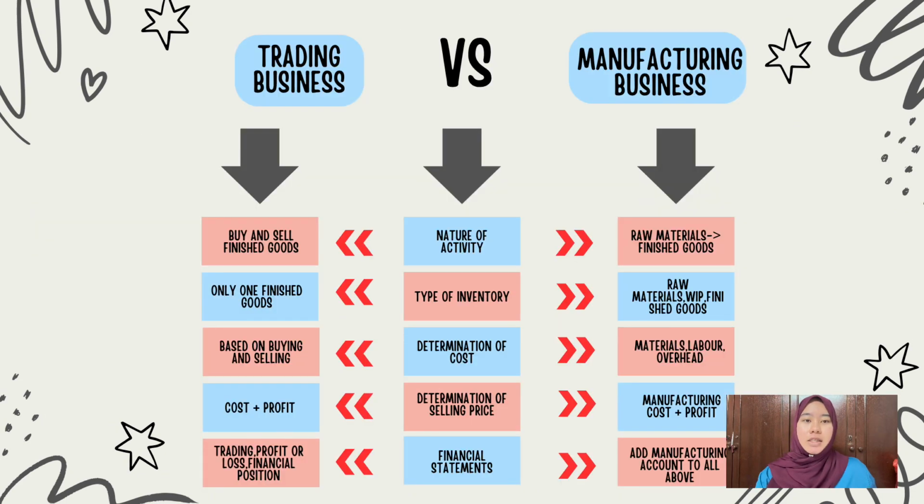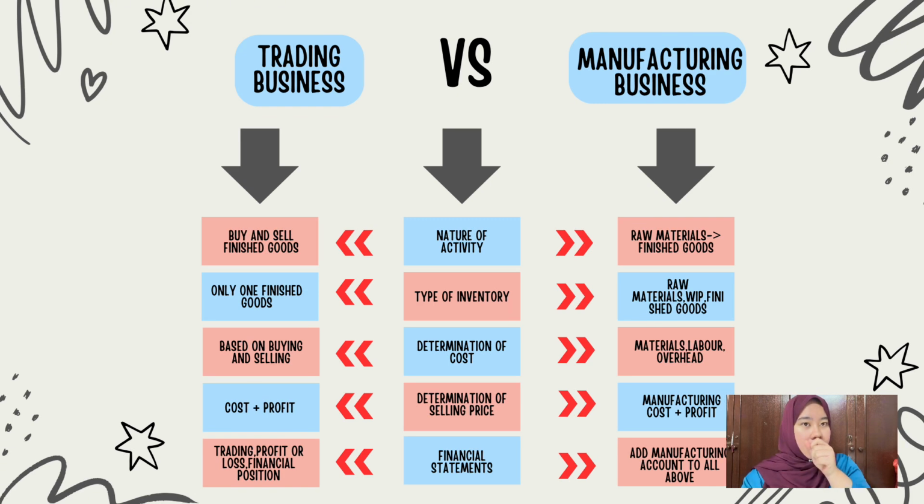Next, what are the differences between trading business and manufacturing business? First, based on nature of activity, a trading business buys and sells finished goods, but a manufacturing business needs to do it from raw materials to finished goods, from A to Z. For the type of inventory, a trading business only has finished goods, while a manufacturing business has raw materials, work in progress, and finished goods.